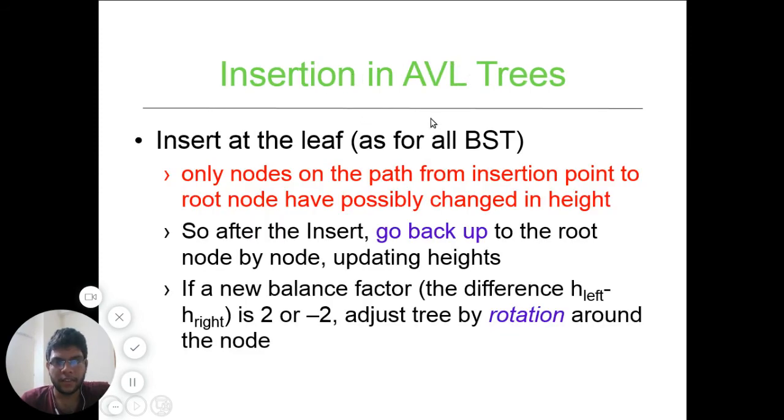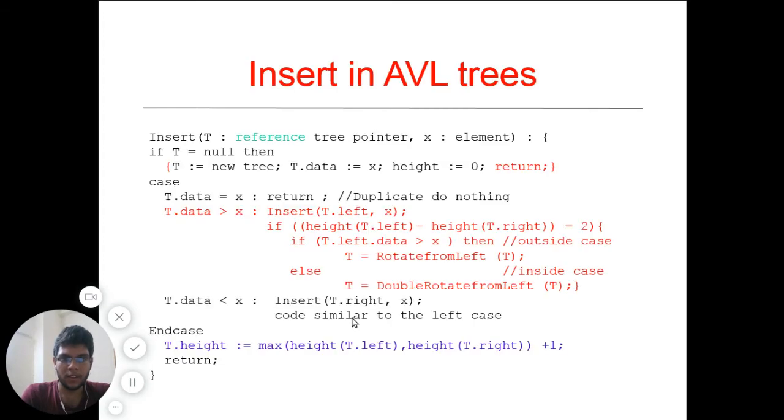Insertion in AVL trees. Insert at the leaf, as for all BST. So this we have discussed earlier. This is just a recap. Only nodes on the path from insertion point to the root node have possibly changed in height. After the insert, go back up to the root node by node, updating heights. And if a new balance factor, the difference in height of left subtree and right subtree, is 2 or minus 2, adjust the tree by rotation around the node. So these are the key steps of the algorithm.